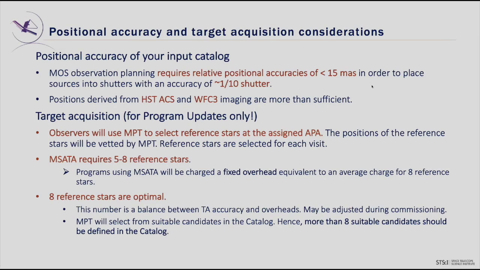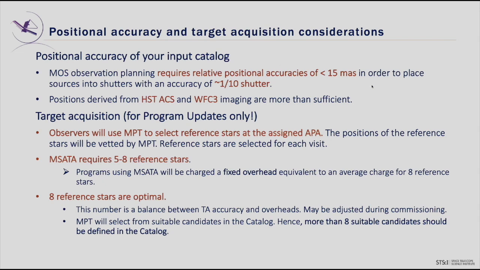So target acquisition for this mode consists of placing candidate reference stars into some shutters and then centroiding on those reference stars, and then repositioning the telescope slightly to make sure that the sources in the field are accurately placed into the shutters they were intended to have.